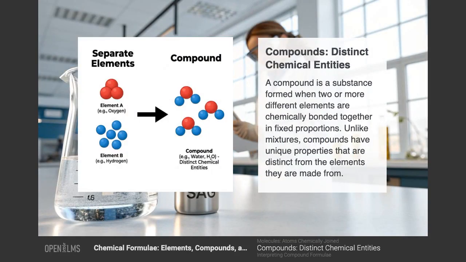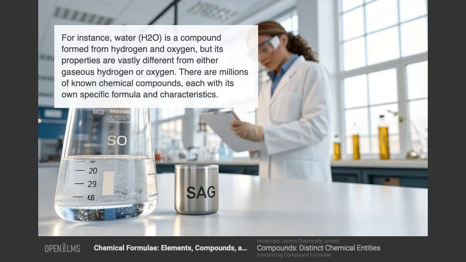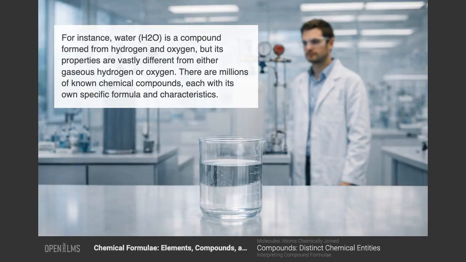Compounds, distinct chemical entities. A compound is a substance formed when two or more different elements are chemically bonded together in fixed proportions. Unlike mixtures, compounds have unique properties that are distinct from the elements they are made from. For instance, water, H2O, is a compound formed from hydrogen and oxygen, but its properties are vastly different from either gaseous hydrogen or oxygen. There are millions of known chemical compounds, each with its own specific formula and characteristics.